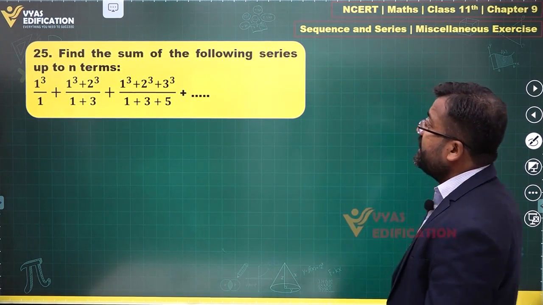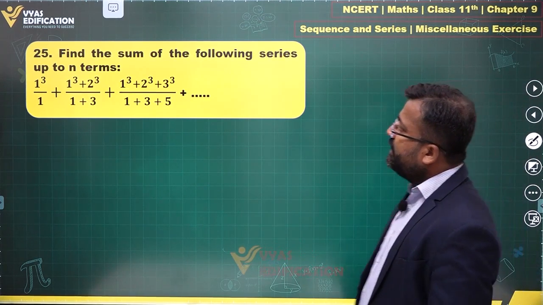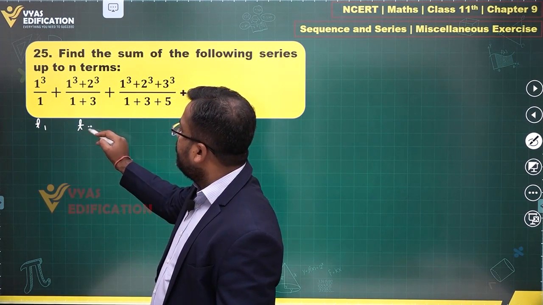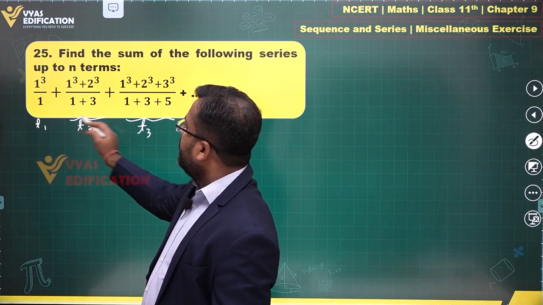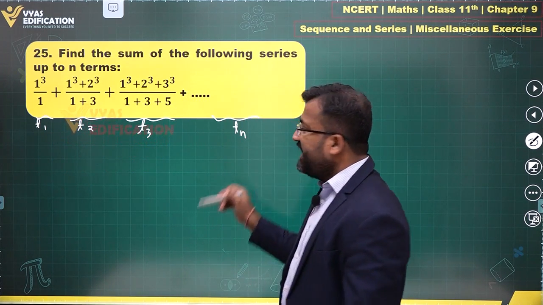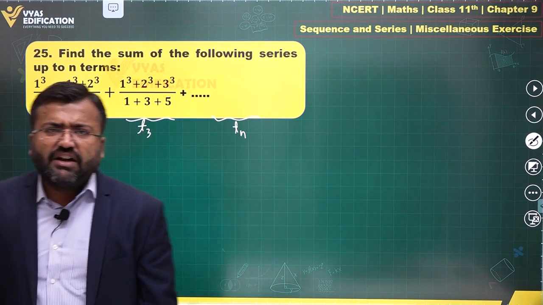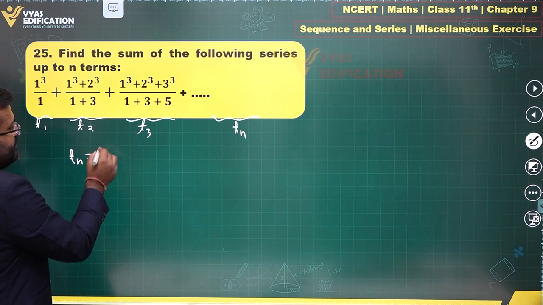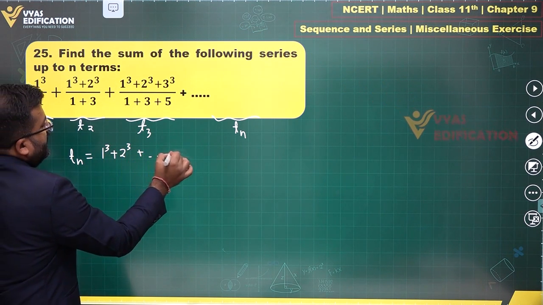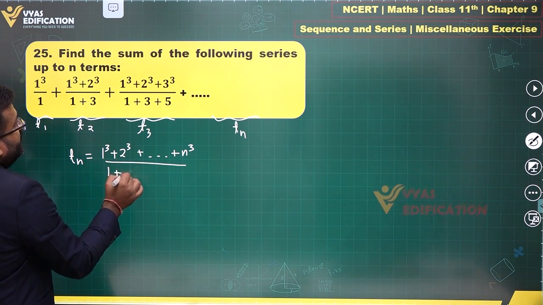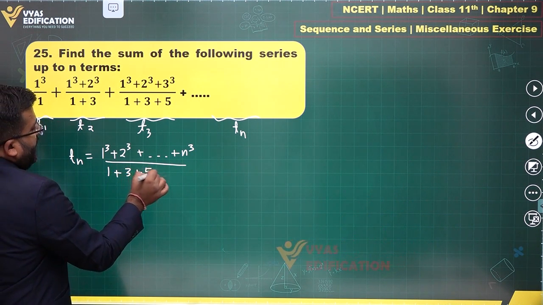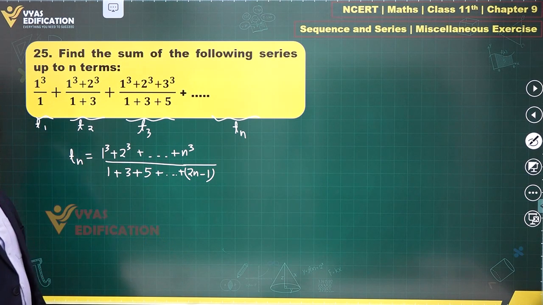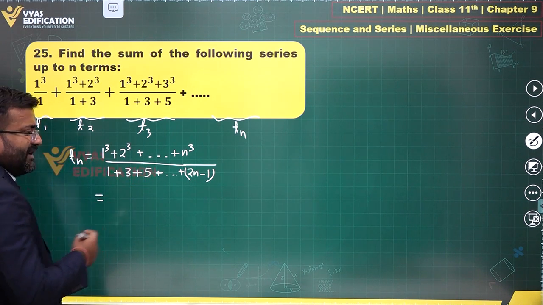Question number 25 says, find the sum of the following series up to n terms. Okay, sum of this series up to n terms. If you can observe, this is T1, this is T2, this here is T3. Okay, so what will Tn look like? First, let's find Tn. Once you find Tn, after that we'll think of finding the sum. So Tn will have, in the numerator you will have cubes, 1 cube, 2 cube, dot dot dot up till n cube. In the denominator you will have 1, 3, 5, dot dot dot up till 2n minus 1. This is sum of odd natural numbers. Okay, sum of odd natural numbers, and that is pretty simple to find, right?